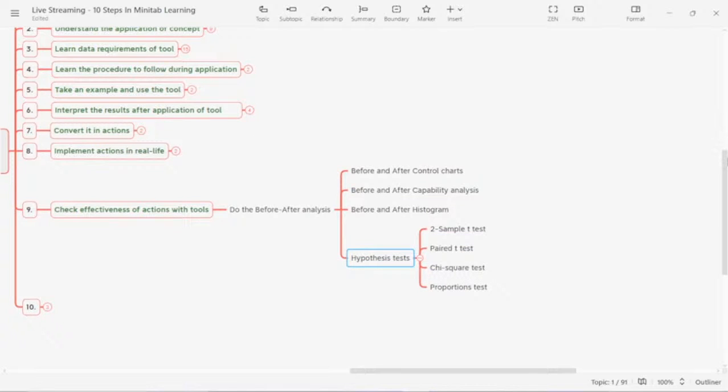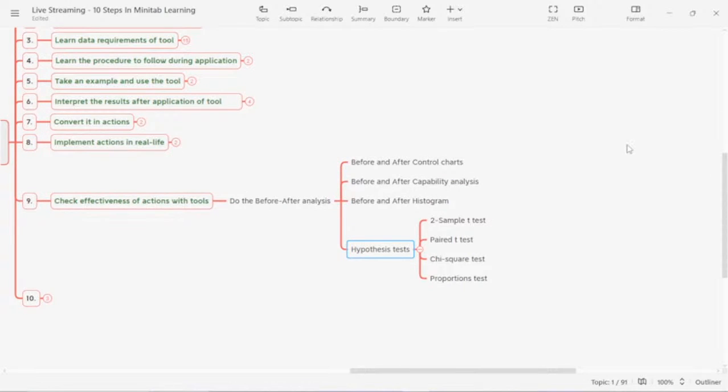So there is a huge list of hypothesis tests. Depending on the type of data and the results that you are getting, we can use multiple tests. Like we can use the two sample t test, the paired t test, chi-square test, proportion test, we can use the ANOVA, we can use the Mood's median test. So there are multiple tools available. Based on the type of data and the results you are getting, we can use the tool for before and after analysis.